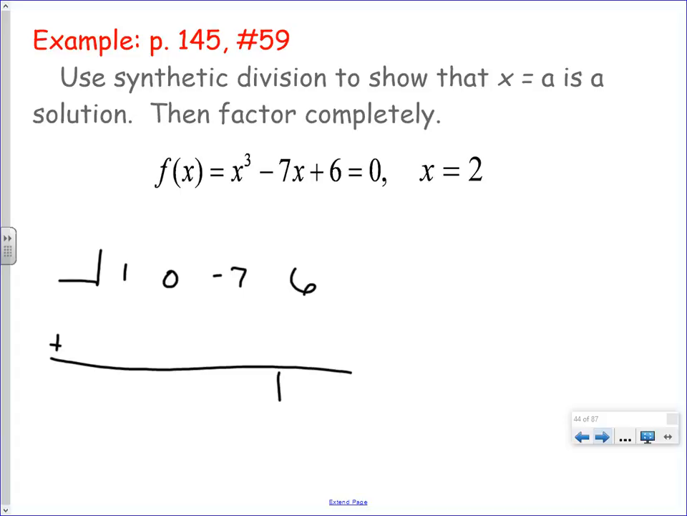Who's going in the box? Which is 2. Does that make sense? Because it's not x. What does this signify? A factor of x minus 2. But who's the solution? Does that make sense? That's why we have to understand the difference between solutions and factors.